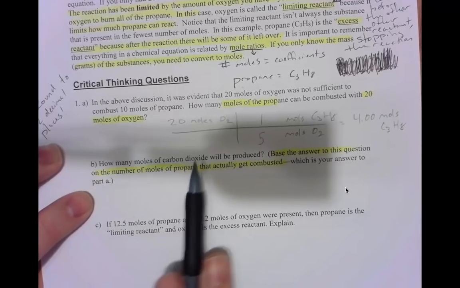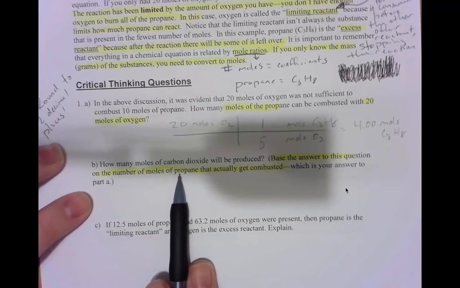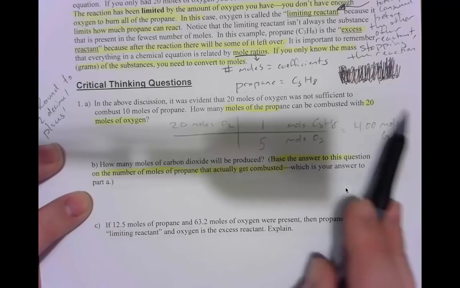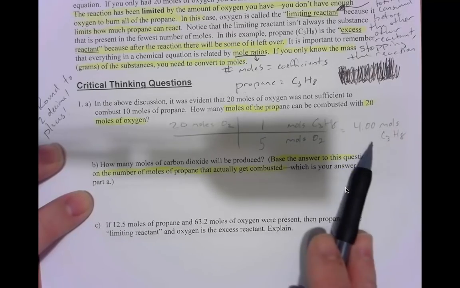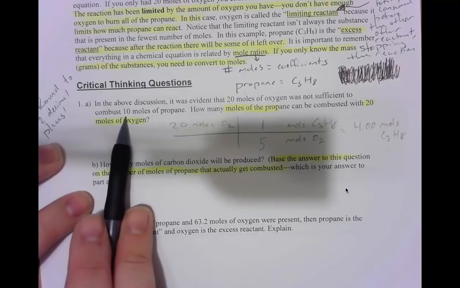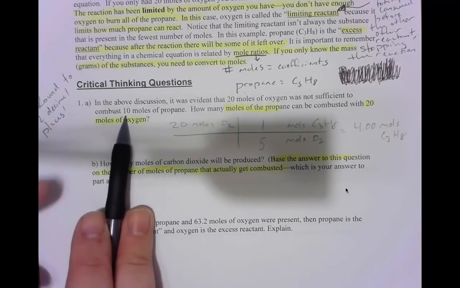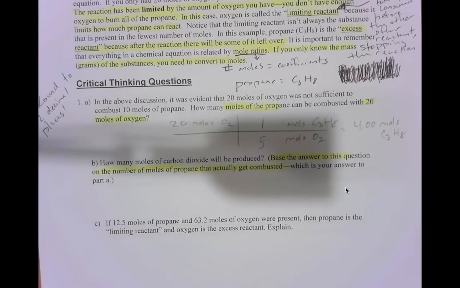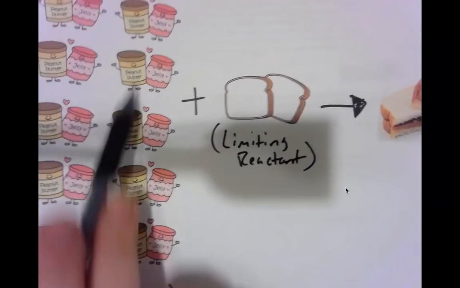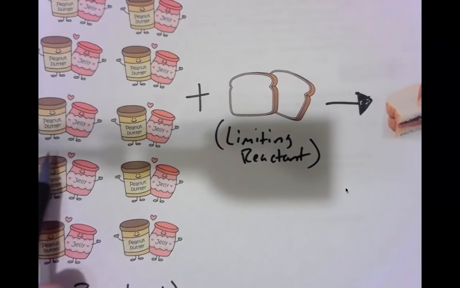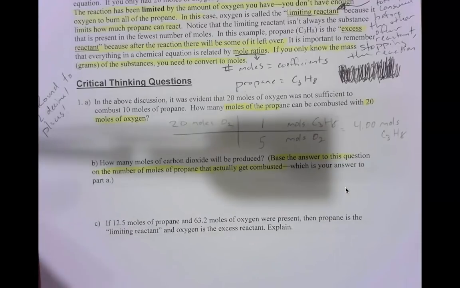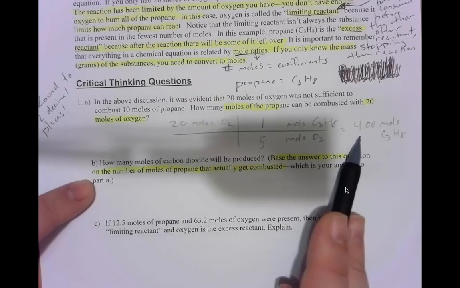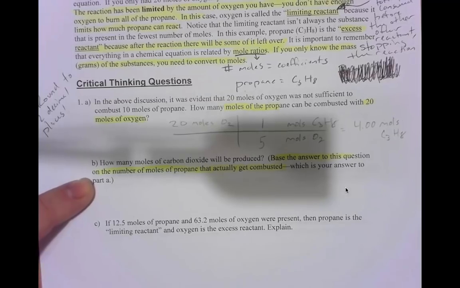So then next, it's asking us how many moles of carbon dioxide will be produced. So we do need to base our answer off of the amount of propane that will actually be used. We can't start with the 10 moles of propane that it said we had because we're not going to be able to use all of that. That would be like saying we can make 20 peanut butter and jelly sandwiches because we have this much peanut butter and jelly without knowing how much bread we had. So we can't really say that.